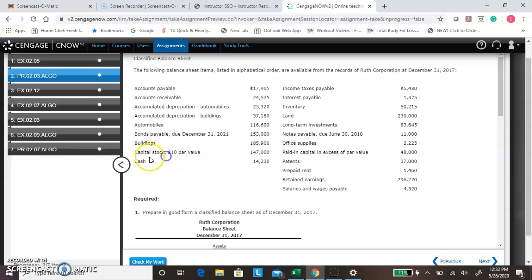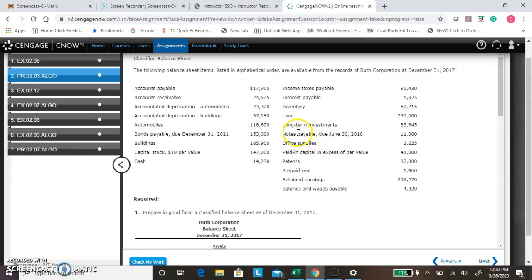Capital stock, this is part of your equity. That's going to go on the balance sheet. Cash, easiest asset to figure out. That's going to go on the balance sheet. This income tax payable. So again, whenever you see a payable, you know that that's a liability, balance sheet. Interest payable, balance sheet. Inventory, that's the stuff that you're trying to sell. If you had to liquidate and turn that into cash, you could. So that's an asset. Land, that's an asset. You could sell it. Long-term investments is an asset. You could sell that for cash.